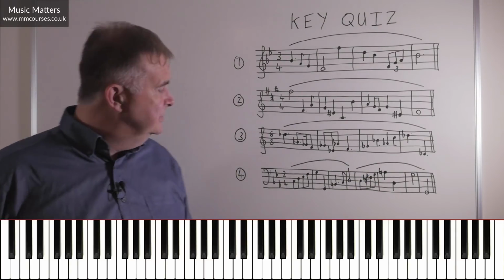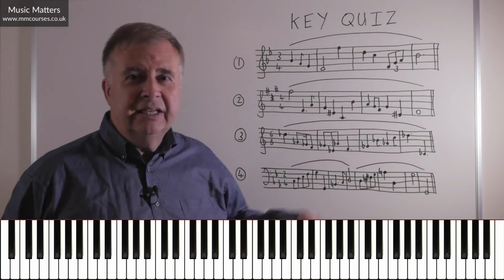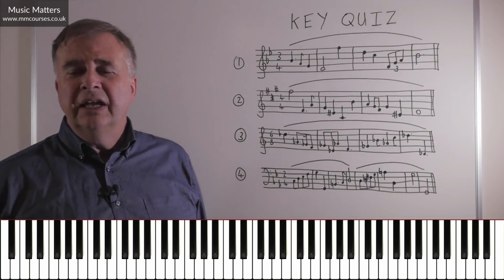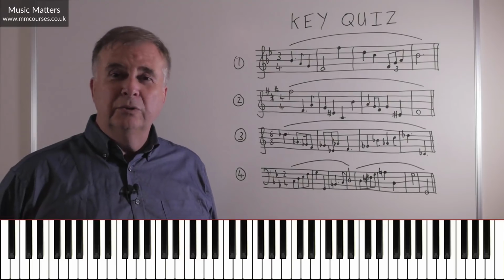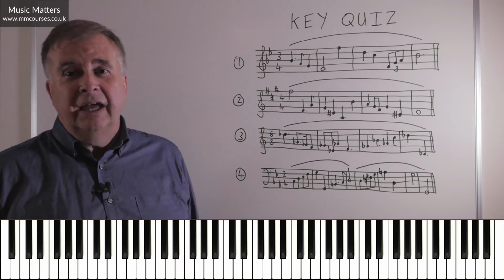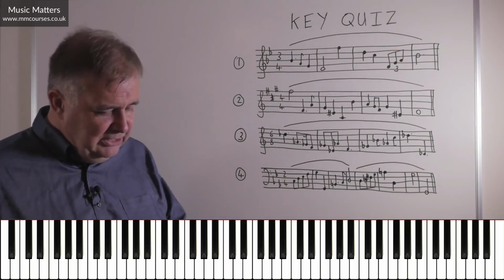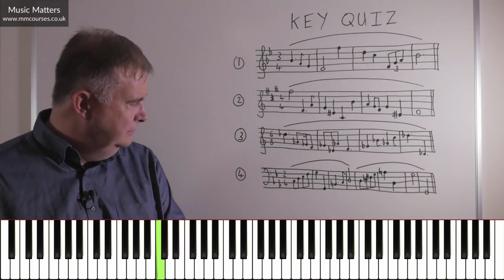So here we have a piece that begins in the key of C minor and then modulates to the key of G minor. And that's something worth getting happy about because it happens in a lot of pieces of music that we start in one key and then we modulate to other keys, possibly before we come back to the home key again. So here's a chord of C minor, and here's the first phrase.